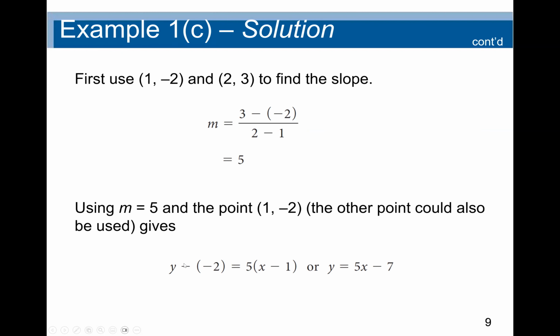So in this case, we are using the point slope formula again. So y minus -2 equals 5 times x minus 1. The x coordinate is 1, the y coordinate is -2. So if we solve the equation, we get y equals 5x minus 7. And that will be the equation of the line.